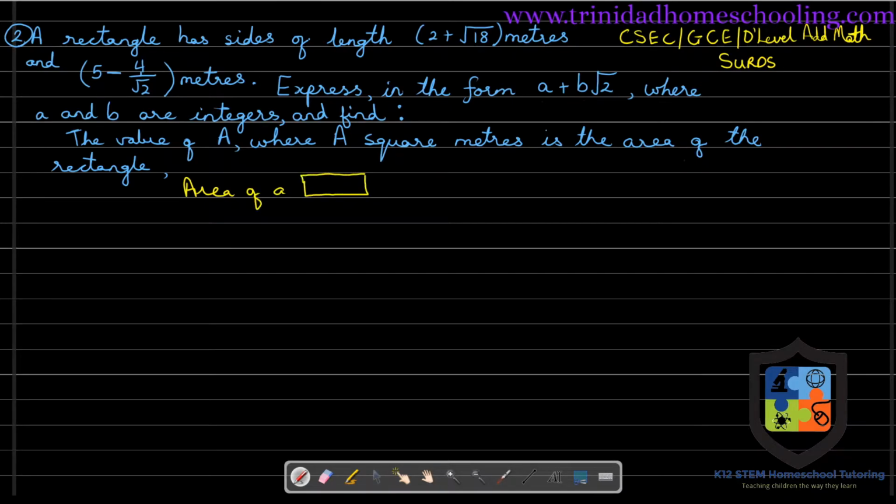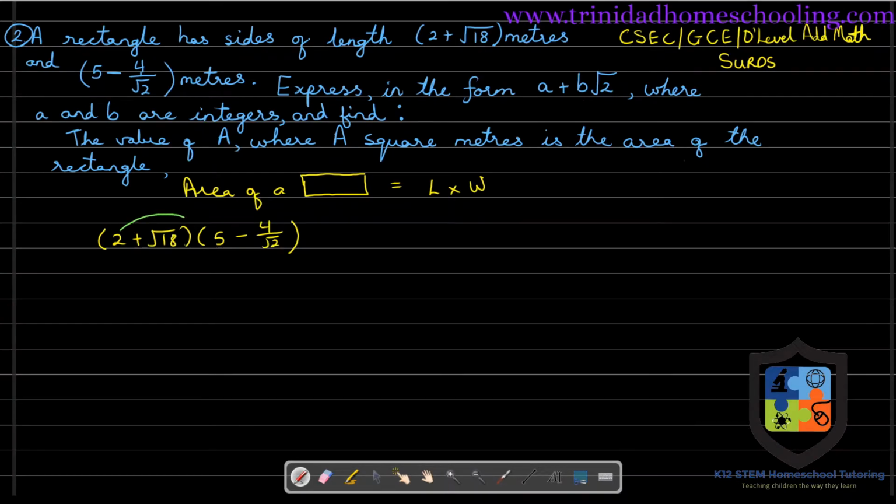How do you find the area of a rectangle? The length multiplied by the breadth or the width. Okay, so we're just going to multiply these two lengths that they give us here: 2 plus the root of 18 multiplied by 5 minus 4 the root of 2. Okay, so let's expand these brackets.